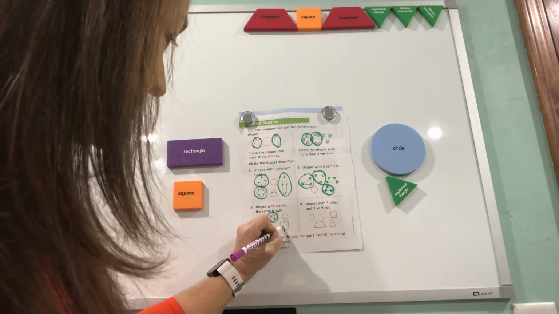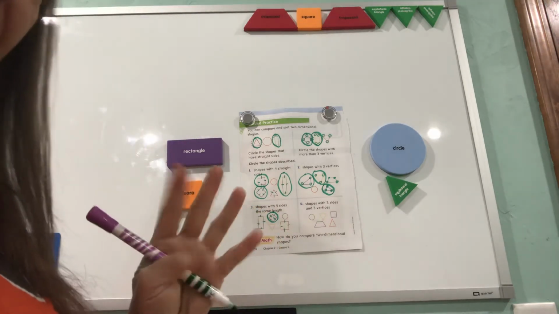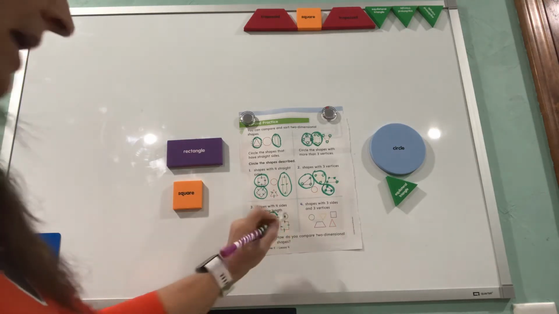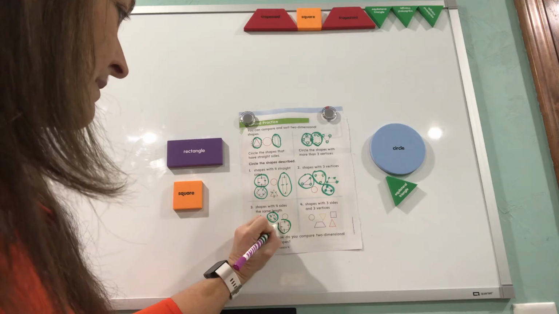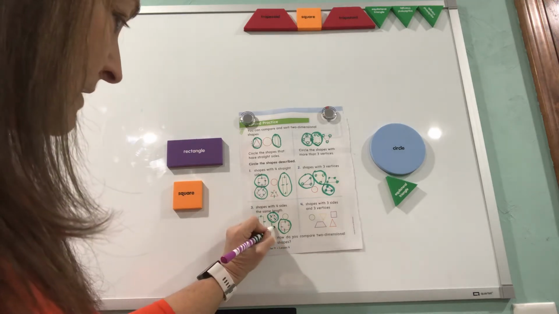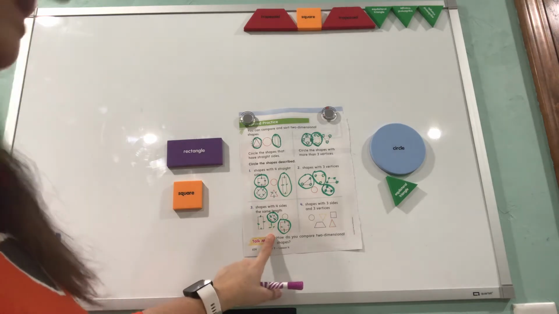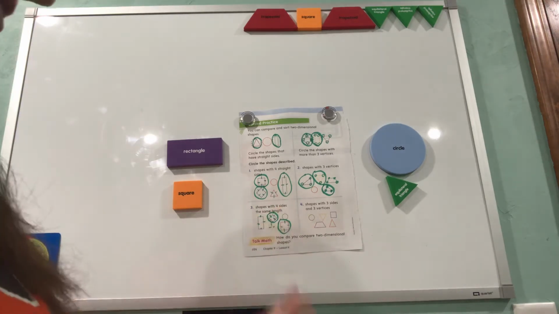1, 2, 3, 4. 4 sides again. Let's look at them. Are they all the same length? Yeah, so I'm going to circle that one. 1, 2, 3. This one has 3 sides. They all look like they're the same length, but I have to have 4 sides, so I'm not going to circle it.